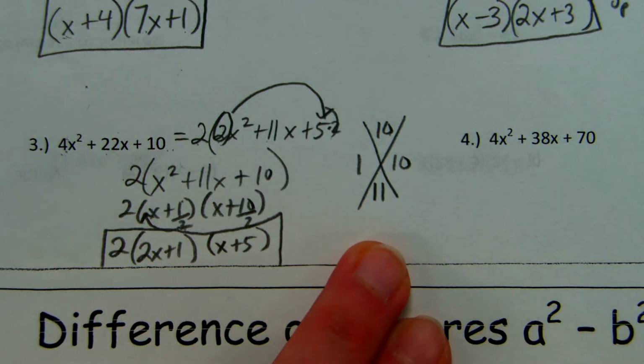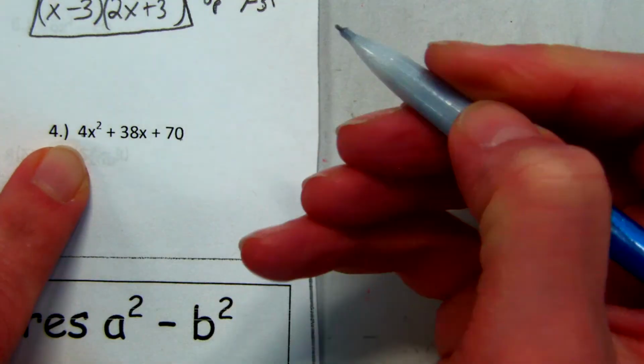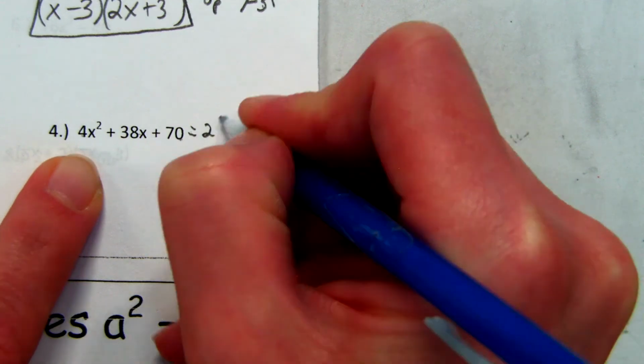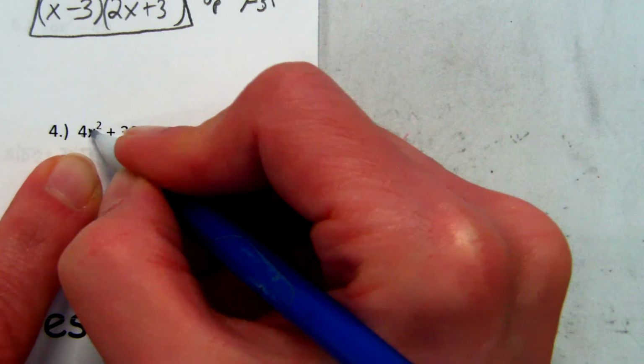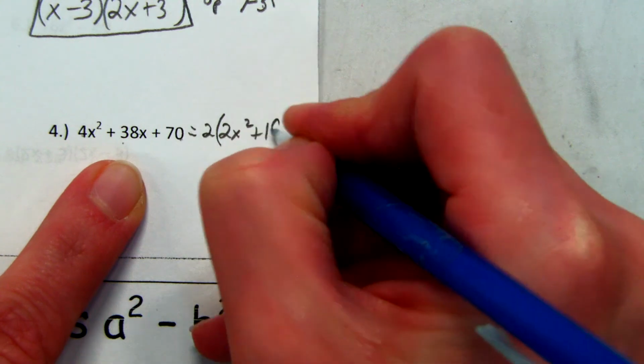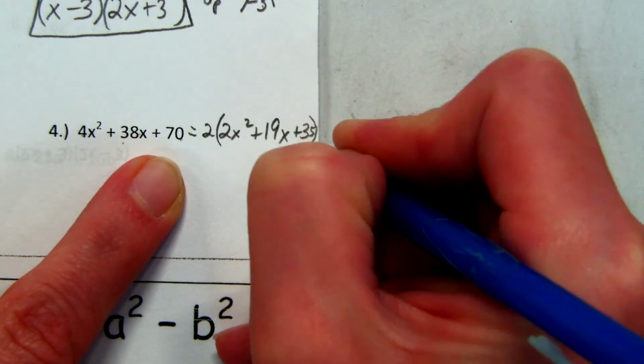All right, so we're going to do number 4, which is the same kind of deal. I will try not to be off the screen for that. So number 4. We got 4, 38, and 70. Can we take anything out of all of those? 2. So I'm going to do that over here. So we're going to take out a 2. And so think of it as dividing by 2. 4 divided by 2 is 2. 38 divided by 2 is 19. And 70 divided by 2 is 35.